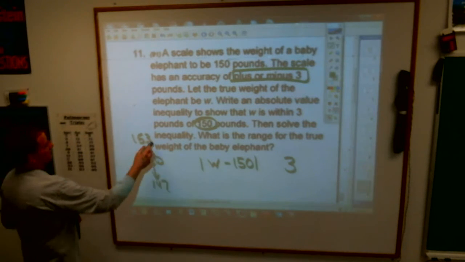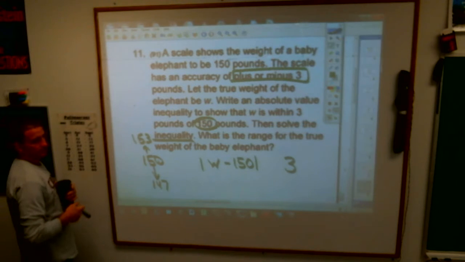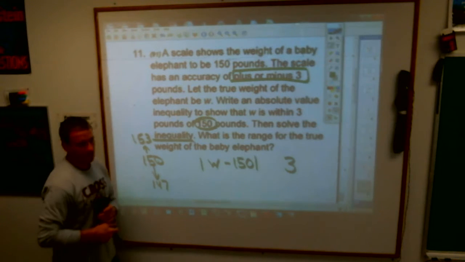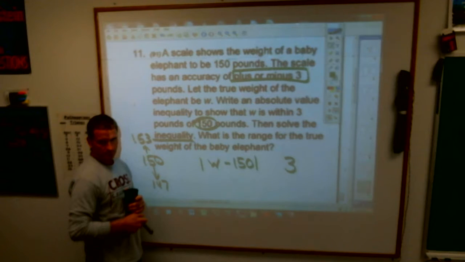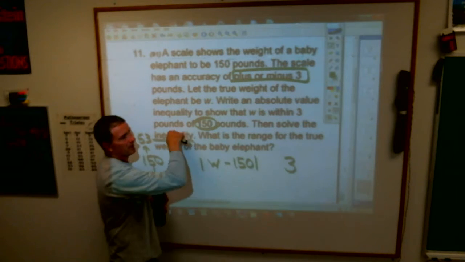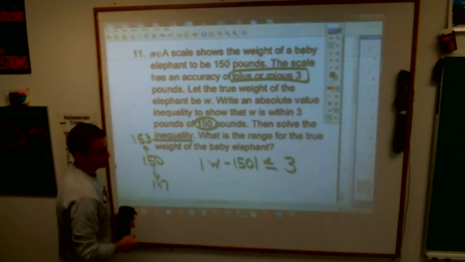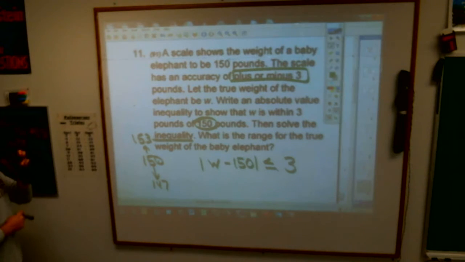And it's an inequality, so you have to decide what inequality that is. Is it greater than or less than 3? Absolute values has to be less than 3. It said no more, has to be within 3 pounds. You can't go higher than 3 pounds, so this has to be less than or equal to 3 pounds. Don't ask me why. There we go.